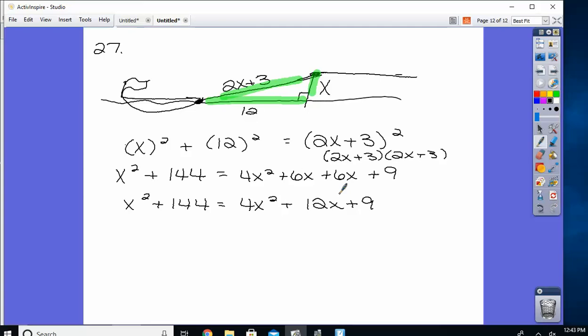What do we always set our quadratics equal to? 0. So if I subtract over my x squared and my 144, nine minus 144 is negative 135. What can I do with all of those? Yeah, good. Let's just divide everything by 3, both sides.